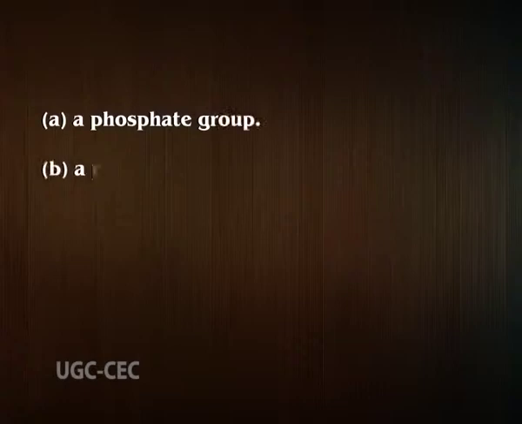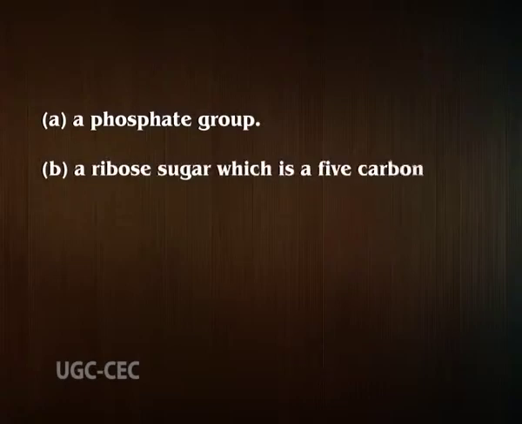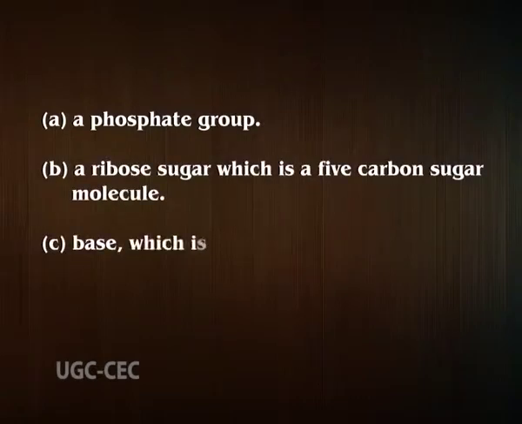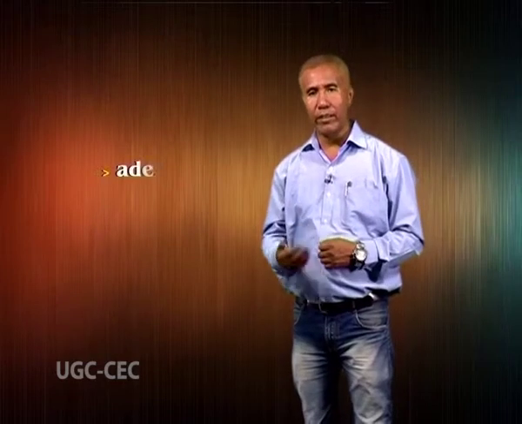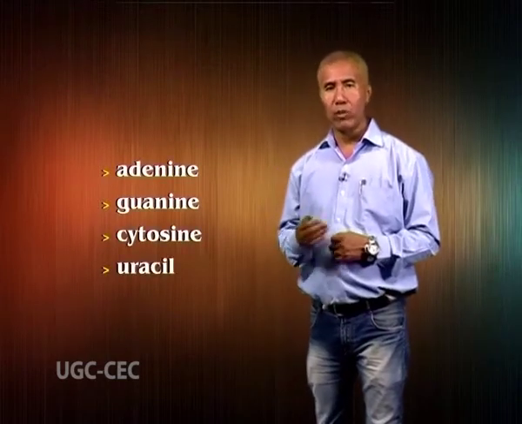RNA is a polymeric molecule consisting of individual ribonucleotides. These nucleotides have a common structure composed of a phosphate group, a ribose sugar, which is a 5-carbon sugar molecule, and a base, which is a nitrogen- and carbon-containing ring structure. The bases are adenine, guanine, cytosine and uracil.